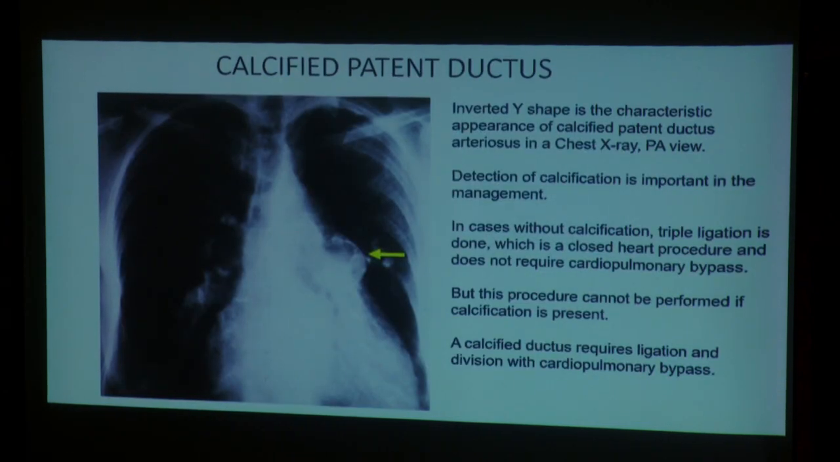Whenever the ductus is calcified, these percutaneous closures cannot be done. This calcified ductus requires ligation and division with cardiopulmonary bypass. So calcification precludes percutaneous management, needs open surgery. It's called a classical inverted Y shaped in a calcified PDA.